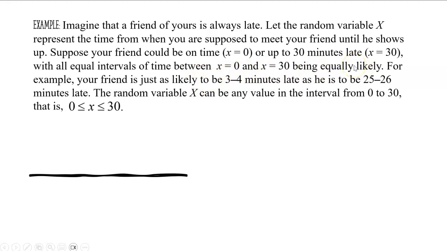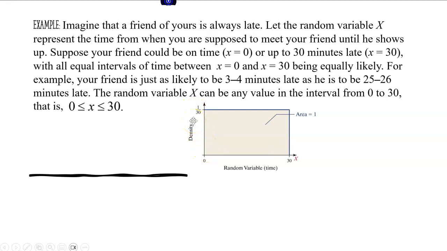So the chance of that friend making it between 0 and 30 minutes late, the probability is the same for every time frame in that interval. So for example, your friend is just as likely to be 3 to 4 minutes late as he is to be 25 to 26 minutes late. The random variable X can be any value in the interval from 0 to 30. That is, X is between 0 and 30, okay? So a probability distribution for this would look like this. So your interval will go from 0 to 30. And then your probability will be 1 over 30.